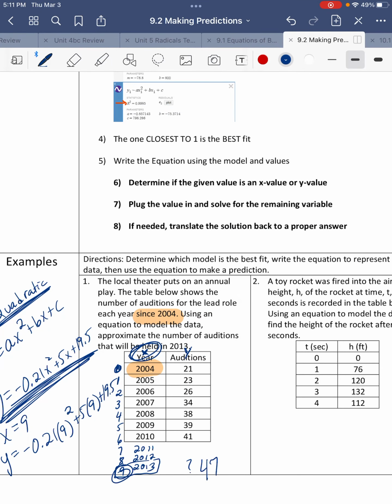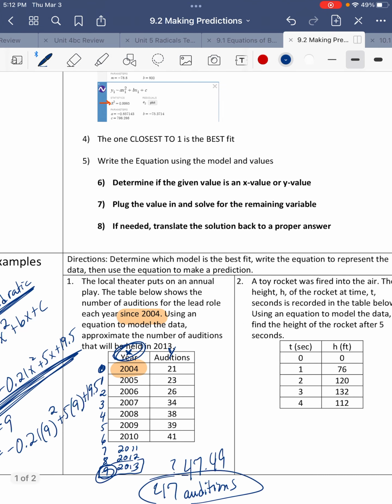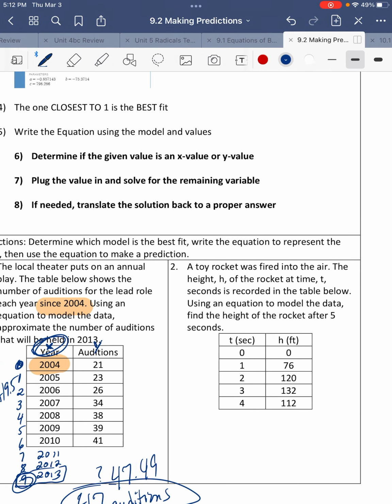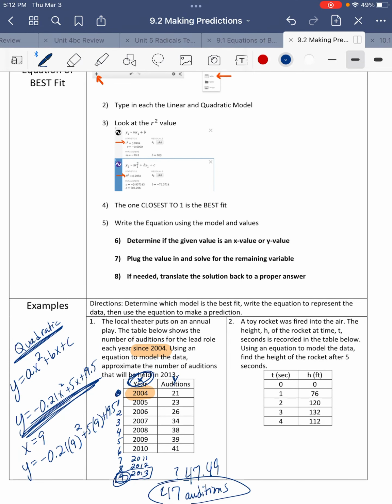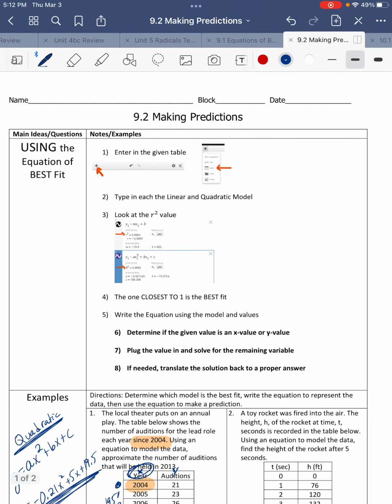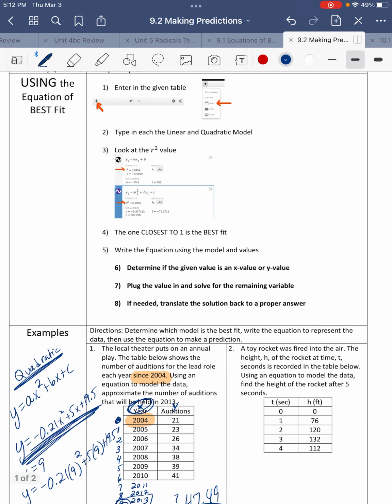47.49 is approximately just a little bit under 50. So we'll go with 47 auditions as the prediction. This is actually how they predict all kinds of future statistics using this type of thing. We'll do more in class. We'll do all these in class. Just time-wise, I'll just do the one model for you. All right.